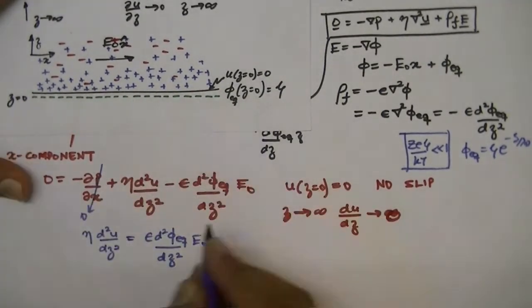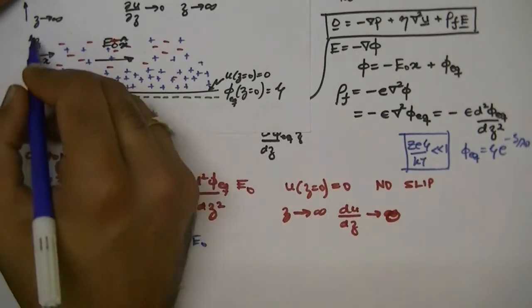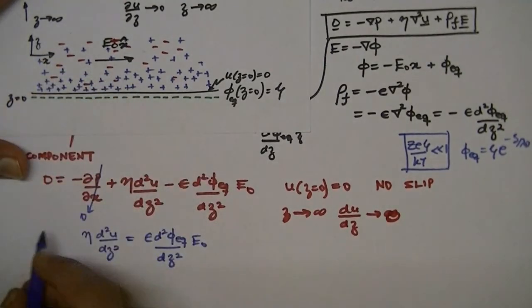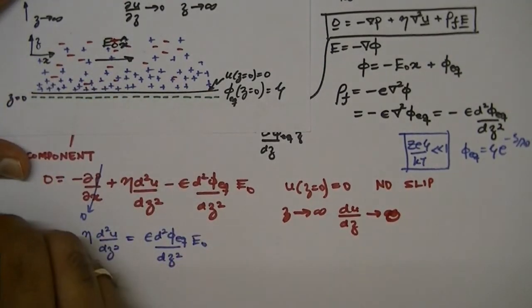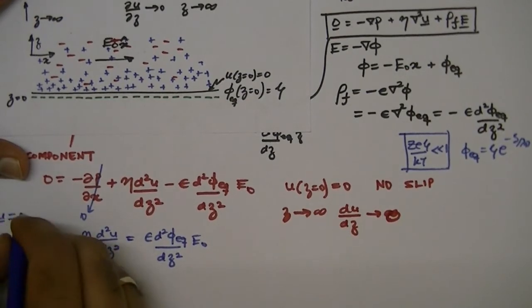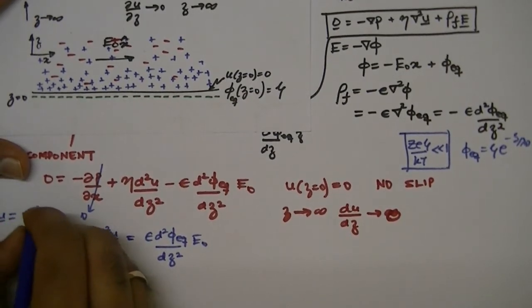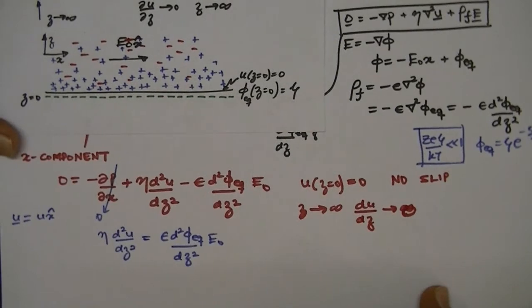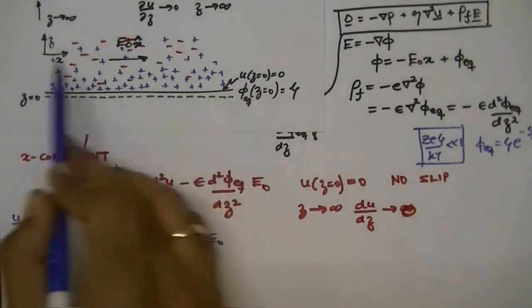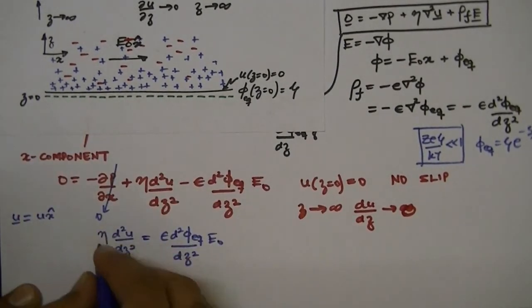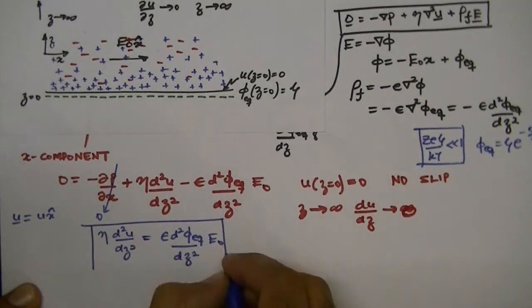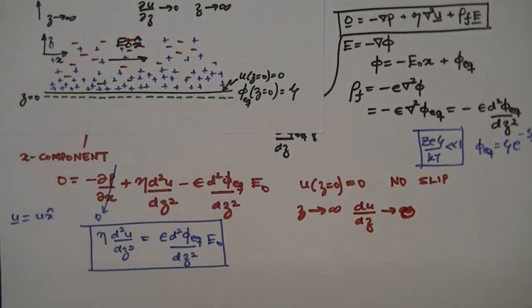And note that there is no V component, or the vertical component, of velocity. There is only the X component of velocity. So U, the velocity, has only the X component. So the flow is actually parallel. Now we'll solve this equation to obtain a relation for electro-osmotic flow in terms of the electric field.